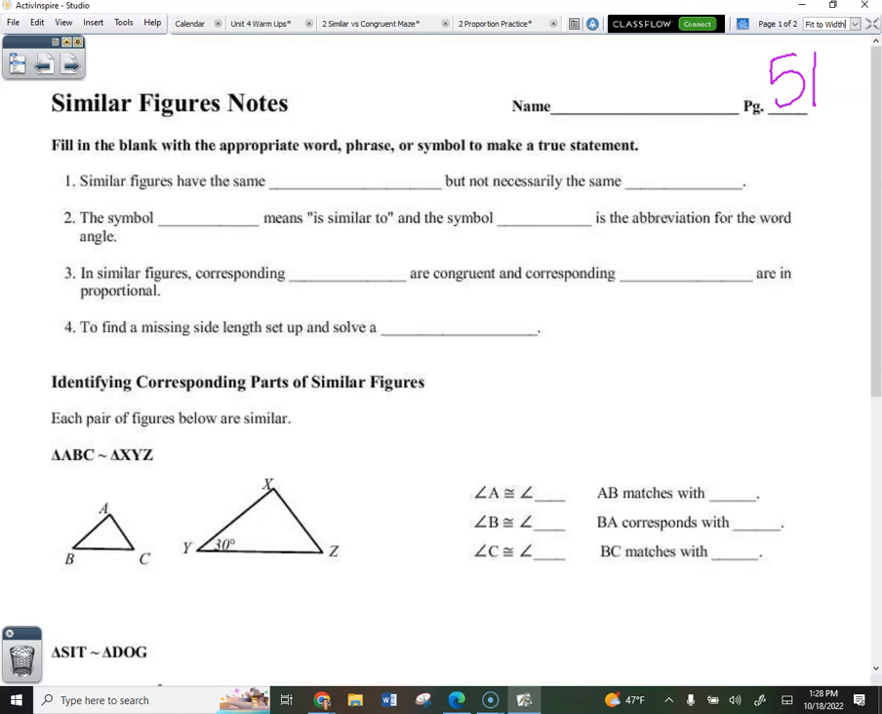This is page 51. We're looking at similar figures notes. What did we say causes similar figures? Starts with a D. Dilations. Dilations produce similar figures. Please go to the very top of your paper, in that little top margin, and write: dilations produce similar figures.